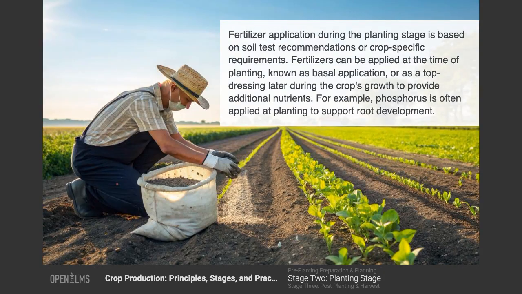Fertilizer application during the planting stage is based on soil test recommendations or crop-specific requirements. Fertilizers can be applied at the time of planting, known as basal application, or as a top dressing later during the crop's growth to provide additional nutrients. For example, phosphorus is often applied at planting to support root development.